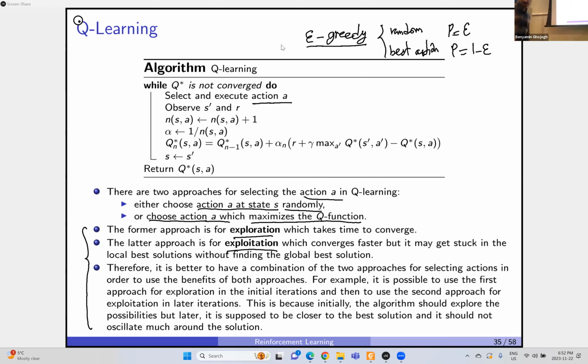And also, now you tell me, we can change this probability, this epsilon. In initial iterations, epsilon can be large. In the later iterations, we can decrease epsilon, right? Because initially you want to explore more, gradually you want to exploit more, right?